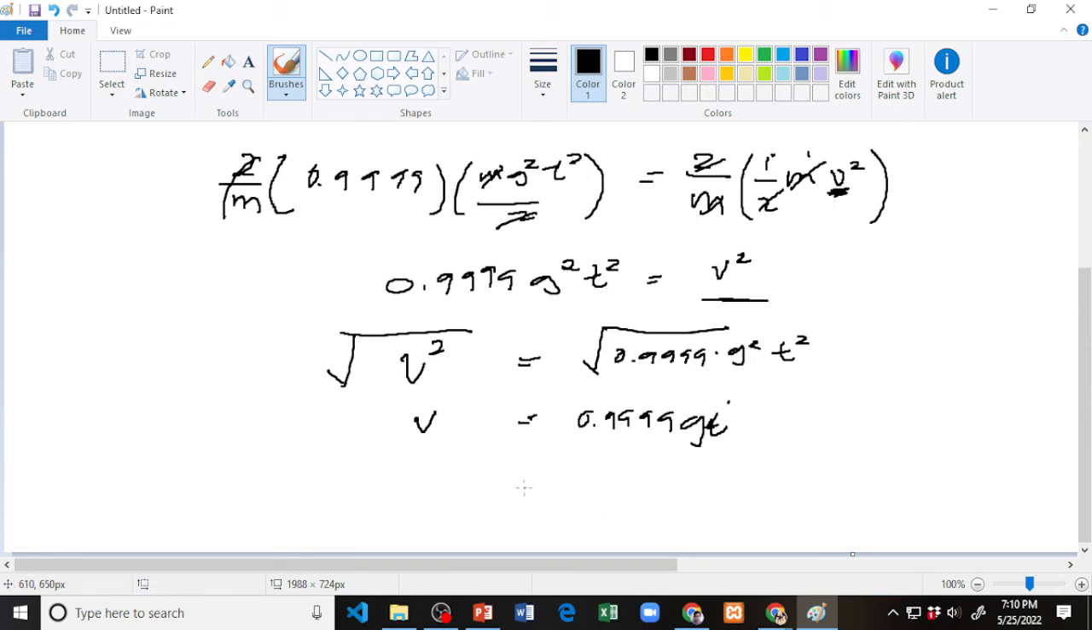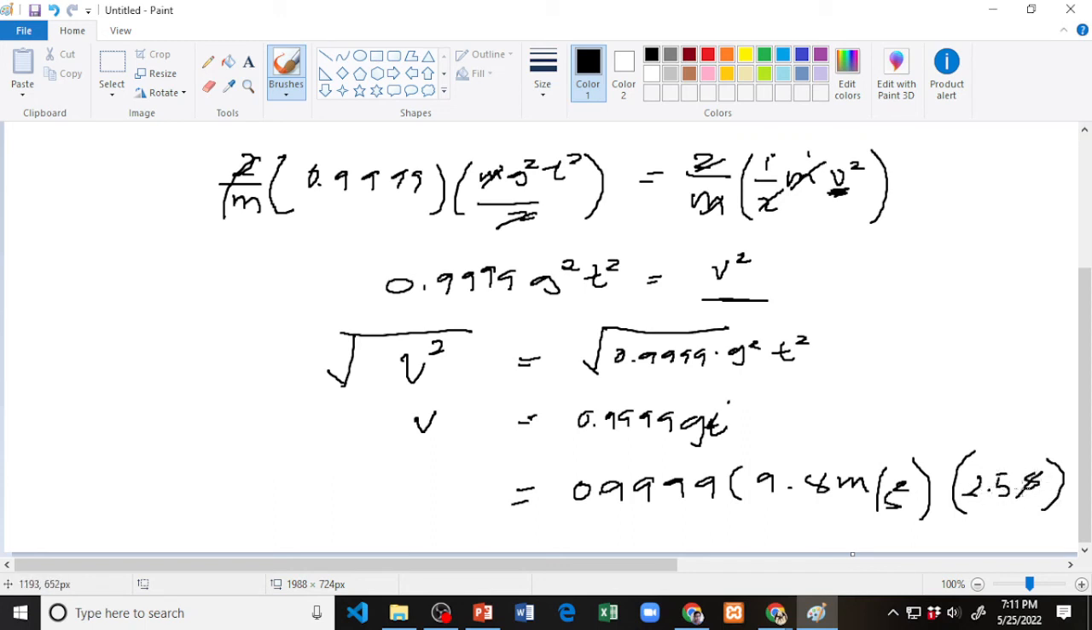This is equivalent to 0.99 times 9.8 meters per second squared, times 2.5 seconds. So cancel this one, and the unit will be units of velocity. If you're gonna compute this, it is around 24.49 meters per second. So I should be seeing things like this in your final answer.